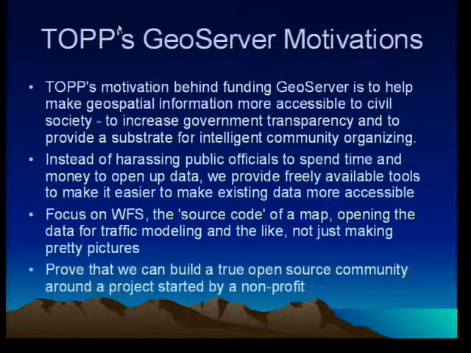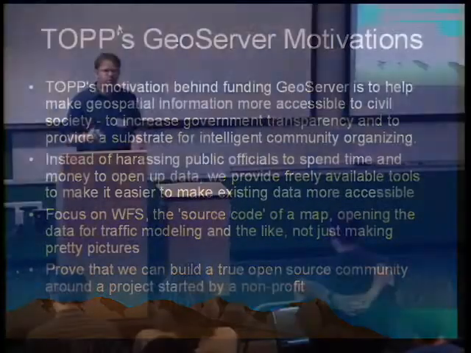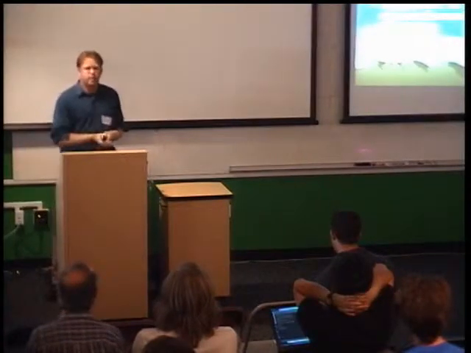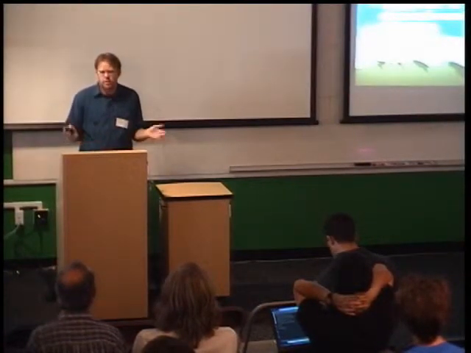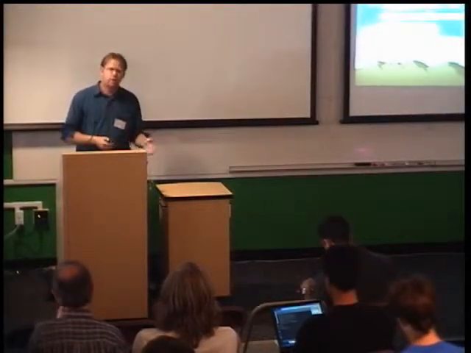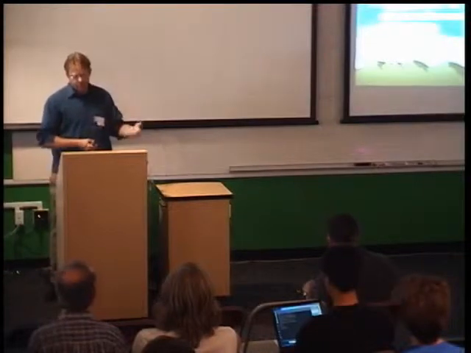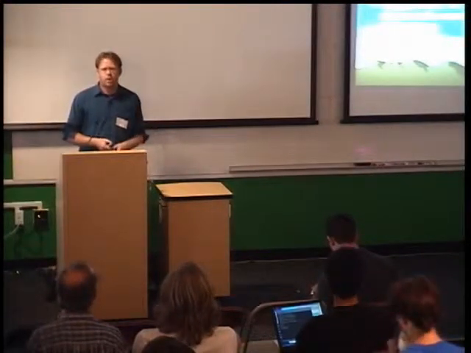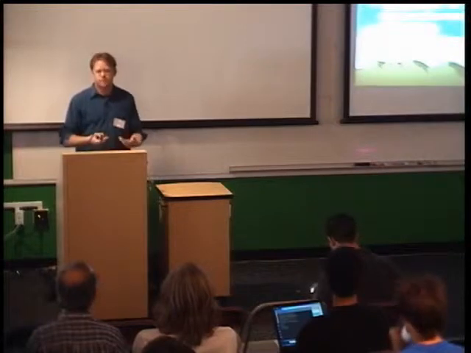So the GeoServer motivations, as I've been hitting on, is really to make geospatial information more accessible, to increase government transparency. And we're really looking to have it be a substrate. One of the original things we were interested in is traffic modeling and having open source traffic models, but we had to go back one level down because you couldn't get road data to do cool traffic models. And eventually we want to push that, but we want it contributed to and to make an environment of open source around geospatial data.